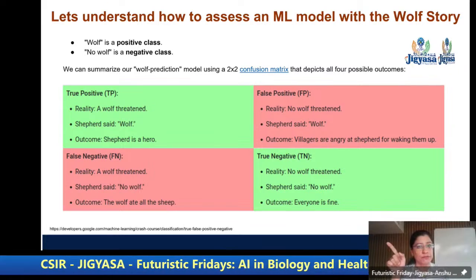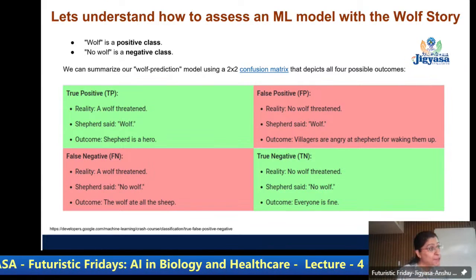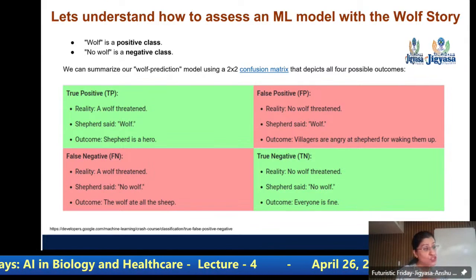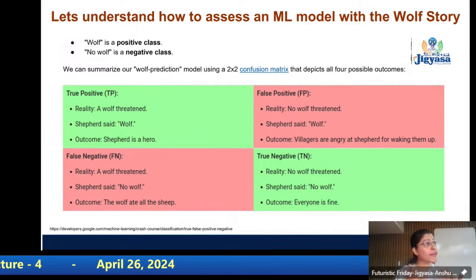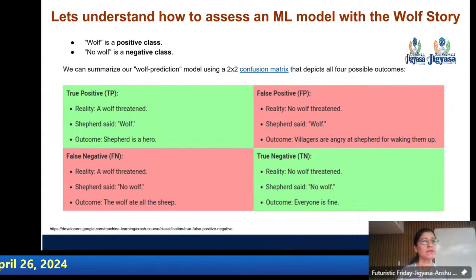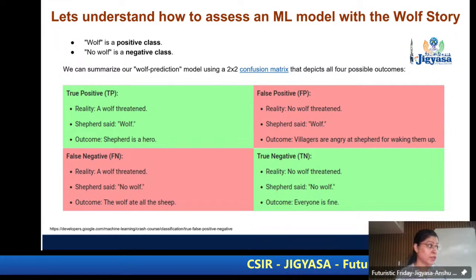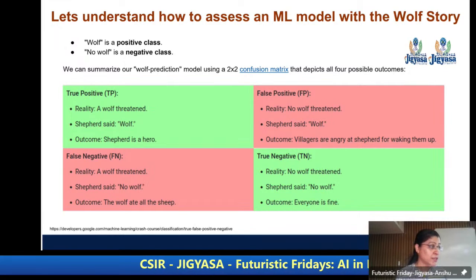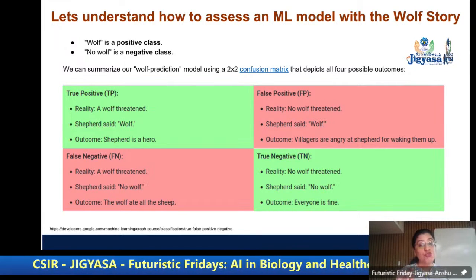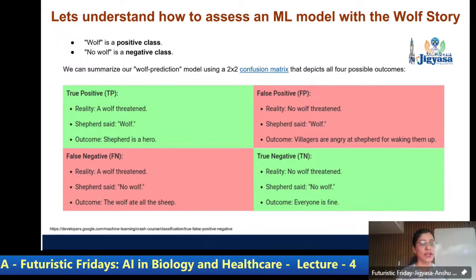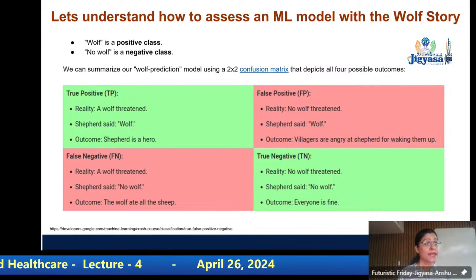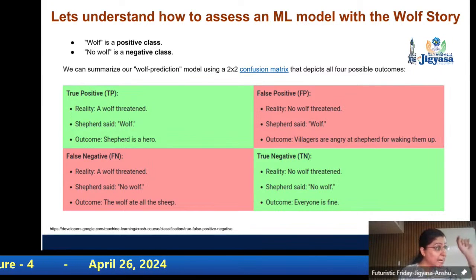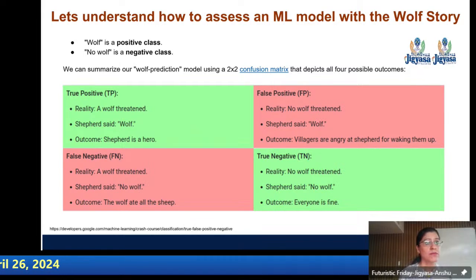It's a false positive. What is a false negative? The wolf actually came. The shepherd said no wolf, and the wolf ate all the sheep. Problem? Right? The wolf actually was there, but you didn't understand that. Last one, true negative. No wolf, no threat, everybody is happy. Got it? Apply it to your active compound and inactive compound data.